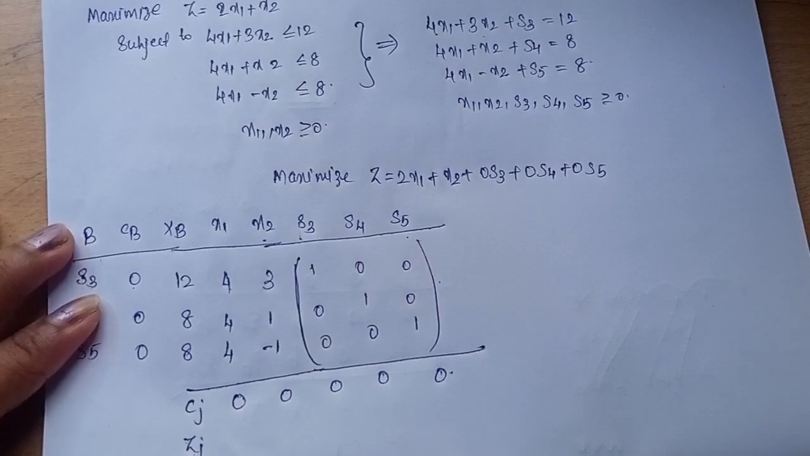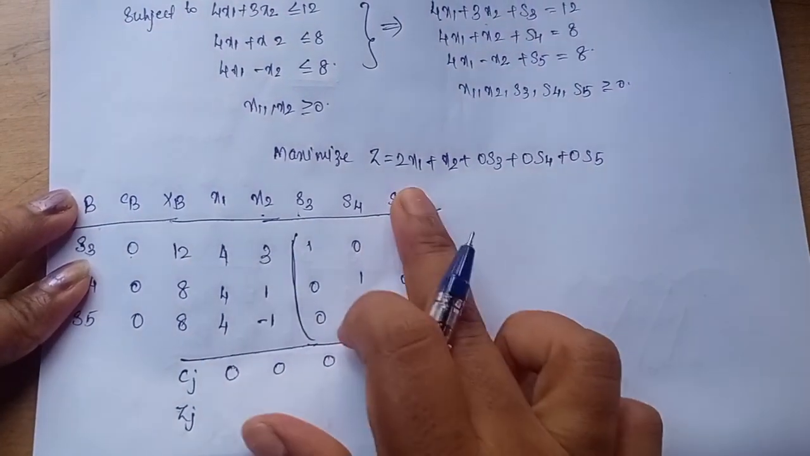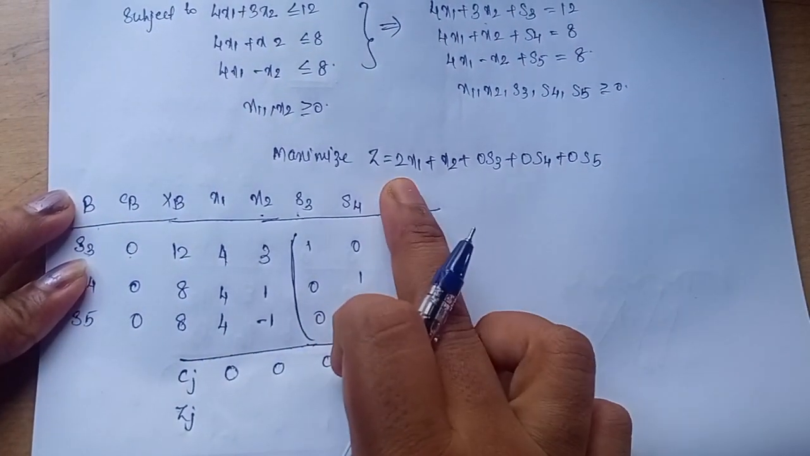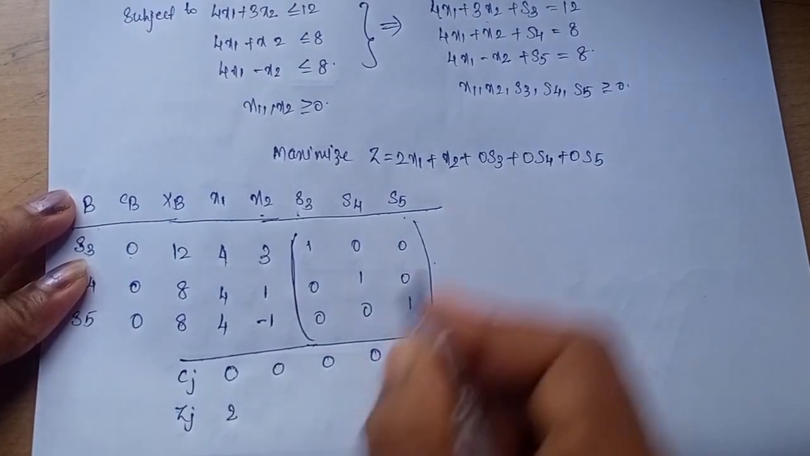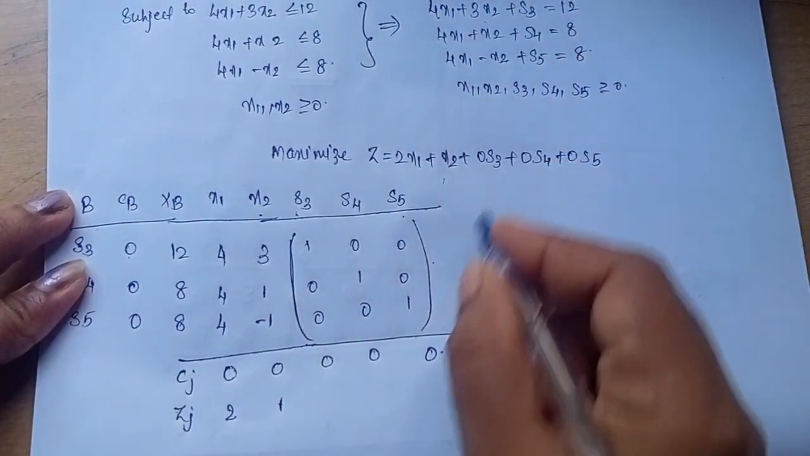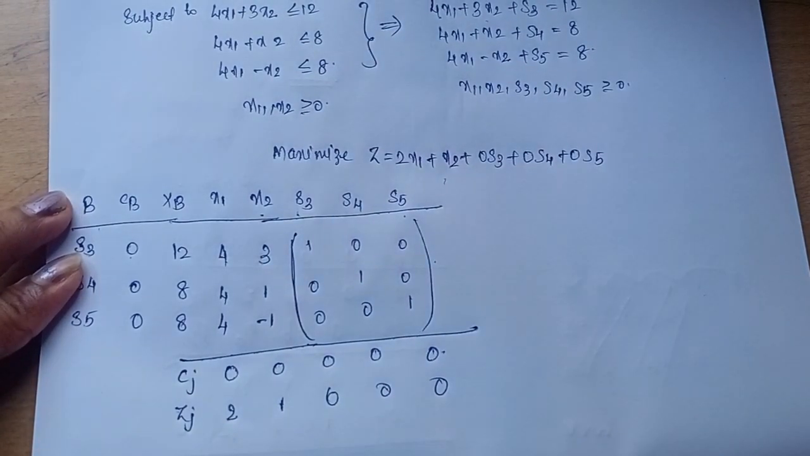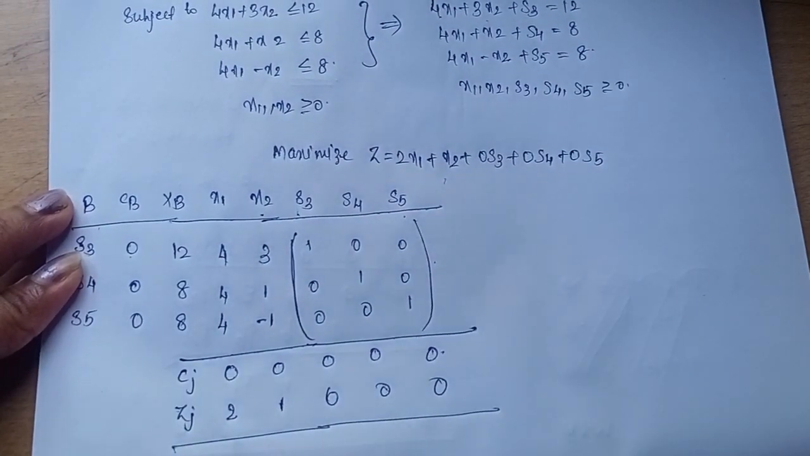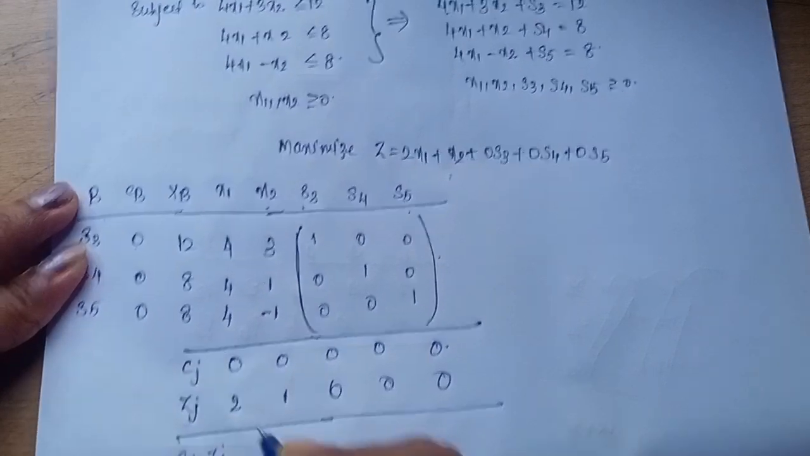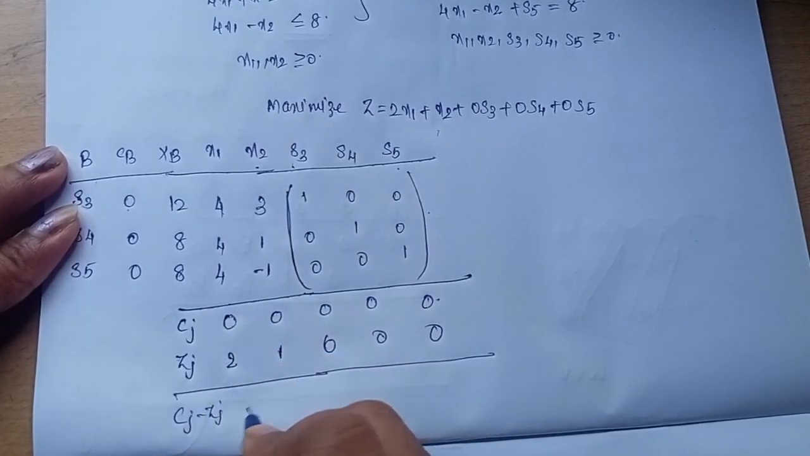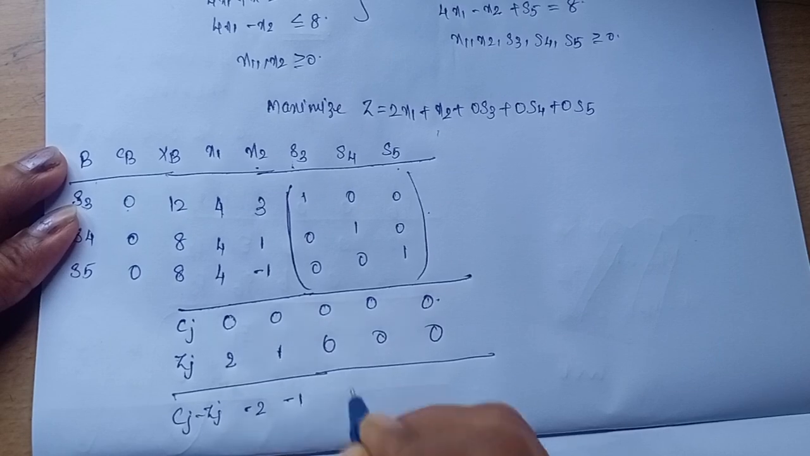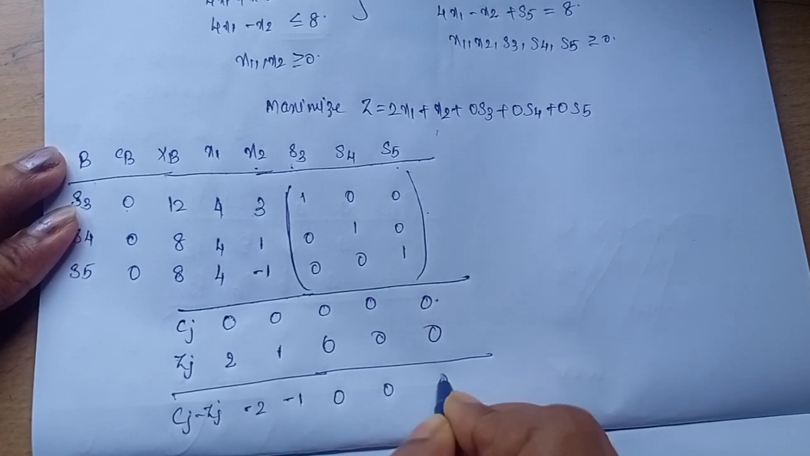And Cj is the coefficient of variables in Z. So here the coefficient of x1 is 2, coefficient of x2 is 1, and for S3, S4, S5 the coefficients are 0, 0, 0. Now find Cj minus Zj. Cj minus Zj is what? 2 minus 0 is 2, 1 minus 0 is 1, and 0, 0, 0.